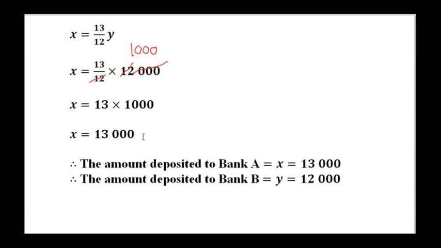Now we have found the values of the variables x and y, which means the amount deposited to Bank A, which we assumed as x, is 13,000, and the amount deposited to Bank B, which we assumed as y, is 12,000. You can also verify the statement by using the sum of x and y, which equals 25,000, as equation 1. If you calculate 0.6% of 13,000 and compare it to 0.65% of 12,000, you will see that they are equal, which verifies the second condition or equation.